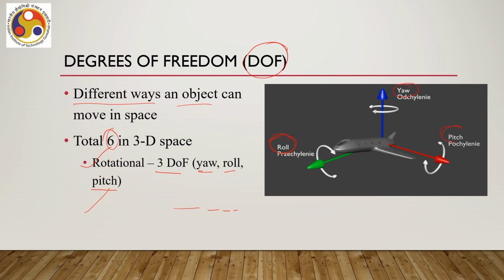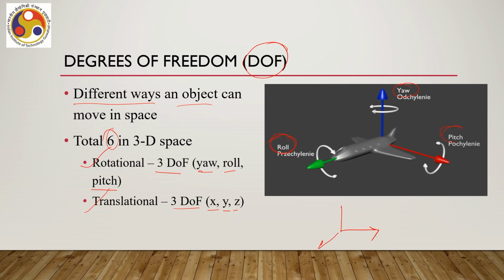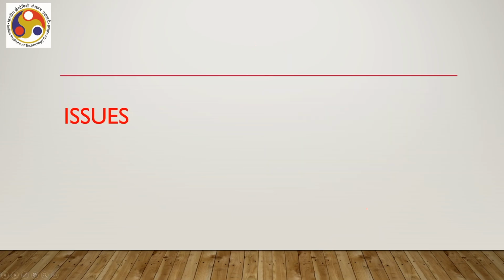Then we also have the translational degrees of freedom, 3 degrees of freedom along the 3 axes, maybe x, y and z axis. So, we perceive motion with respect to the degrees of freedom, whatever is supported. Now, what are the issues here? What does this knowledge that we have acquired so far tell us?